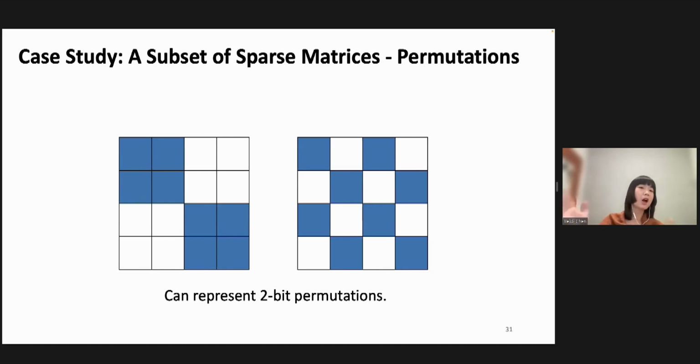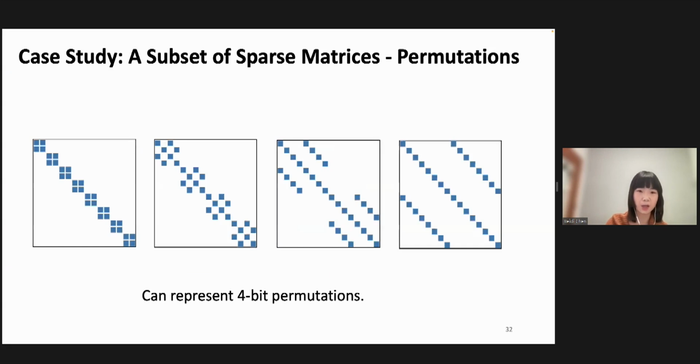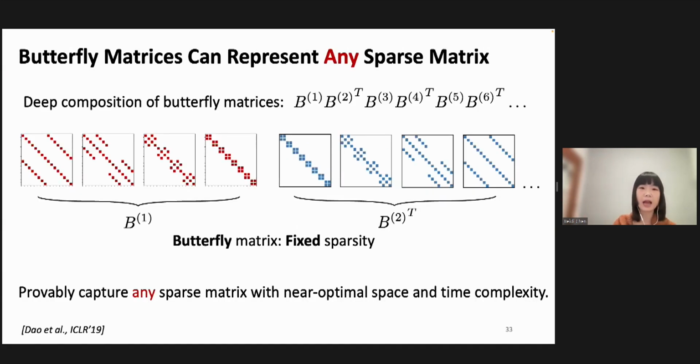It might not be that obvious, but if we put these 2 matrices together, we can represent any 2-bit permutation matrix. And similarly, if we combine all these 4 matrices, we can represent any 4-bit permutation matrix. Recently, our lab proved that for these matrices called butterfly matrices, the product can represent any sparse matrix with near optimal time and space complexity, even with this fixed sparsity pattern. This generalization from permutation to any sparse matrix is also surprising to us.